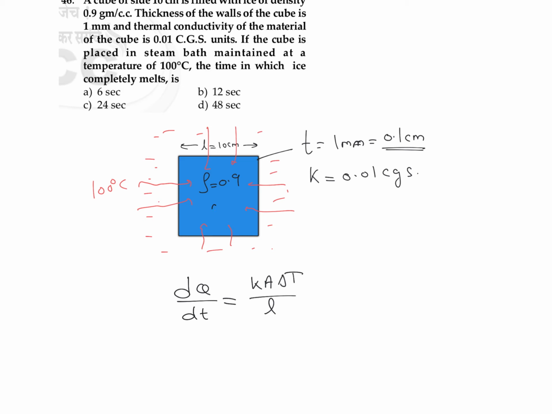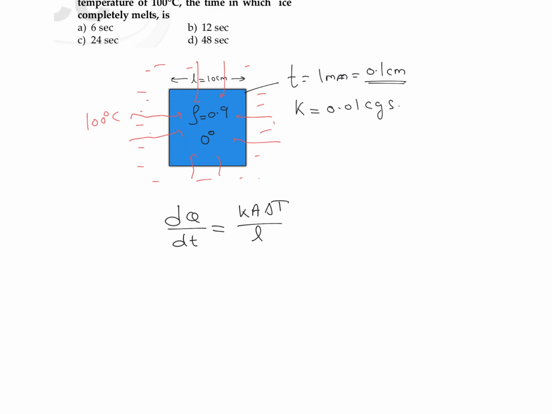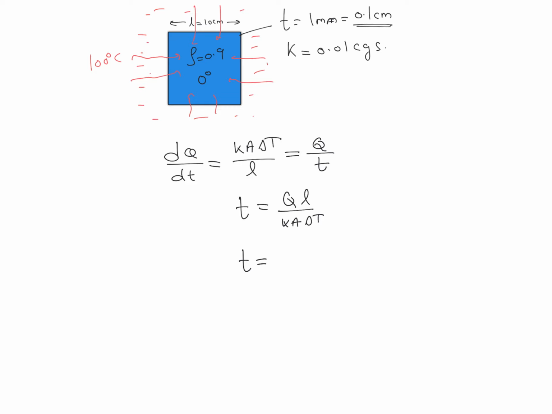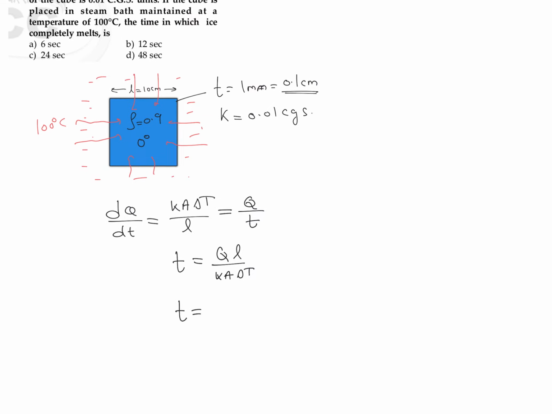So ice we can take as at 0 degree Celsius, and we are to find out the value of time for this process. Here dQ is the amount of heat energy and dt is the time. So for a time of t seconds, it is transferring Q amount of heat energy. So we can write dQ by dt as Q by t. We are to find out the value of time, so we can write time is equal to Q into L divided by K A delta T.